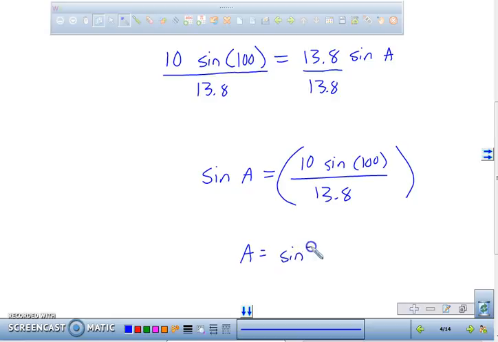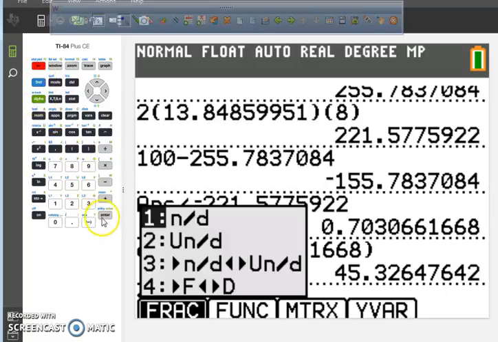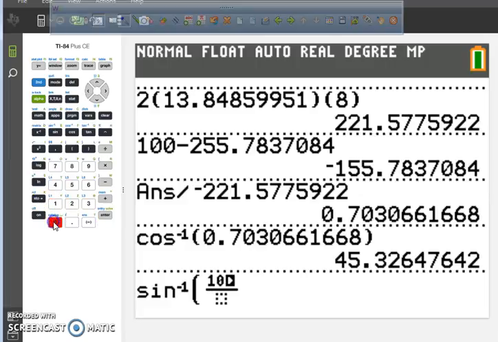The inverse of this. So we're going to go second sine, we're running out of time. We're going to go alpha y equals enter. What's in the numerator? 10 sine 100, right? 10 sine 100, close parentheses, divided by 13.8. Can we finish it before the end of the video? I think we can.